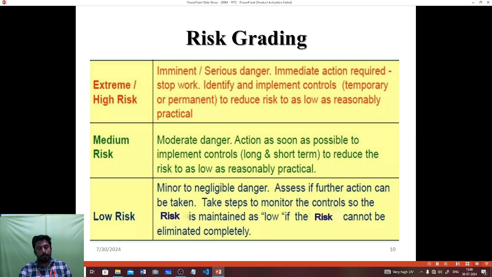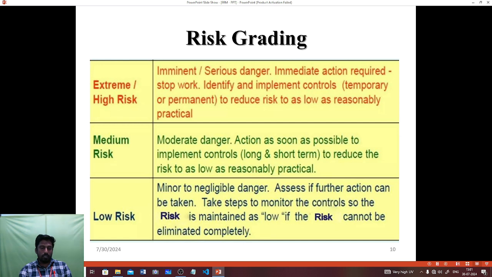Here I have noted three terms: low risk, medium, and extreme or high risk. For a low risk, given particular events, it may be considered minor or negligible danger. It may vary on a 0 to 10 scale ratio that we provide for low risk. It assesses what further action can be taken.